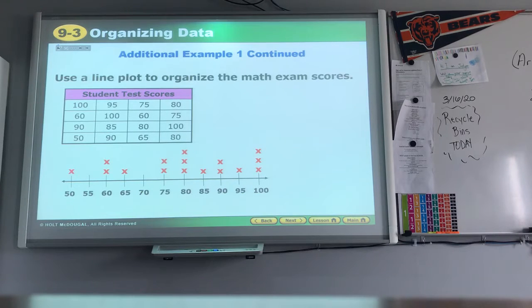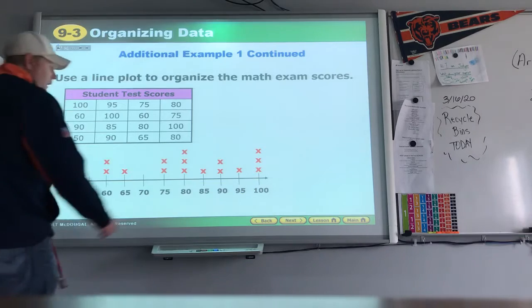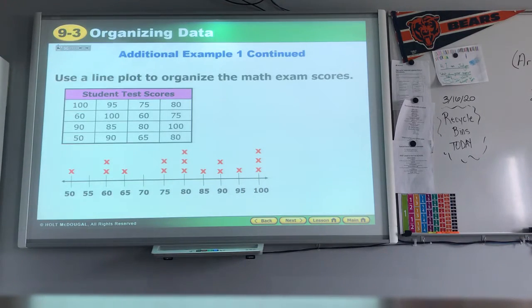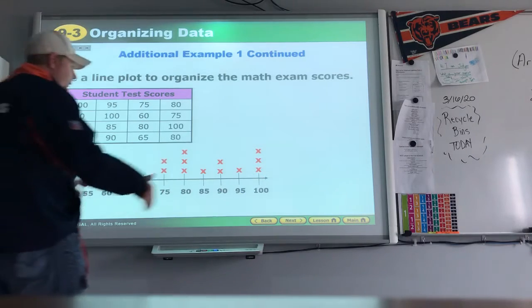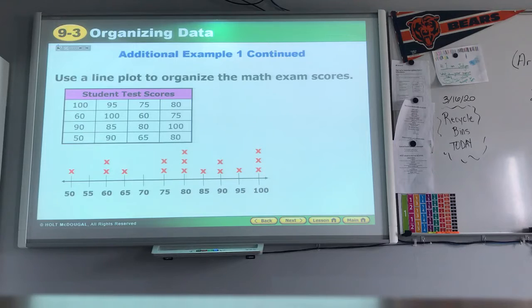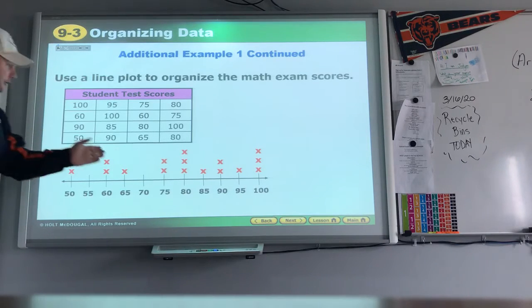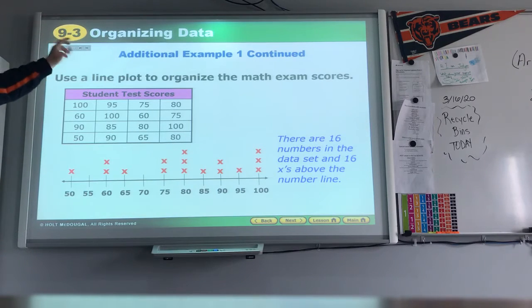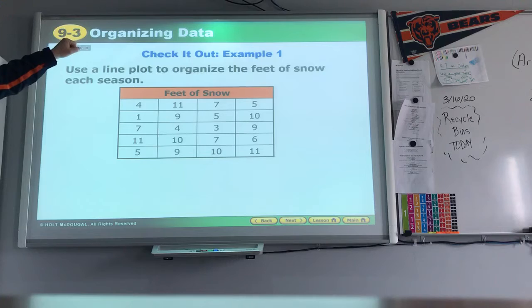We see then we have an 80 and the 100 with the most scores. And we seem to have a large grouping of scores right in this area. I'd say the teacher did a pretty good job on that test. We'd really love to help these 4 students, but overall did okay. Okay? There are 16 numbers in the set, and there's 16 x's above the number line.